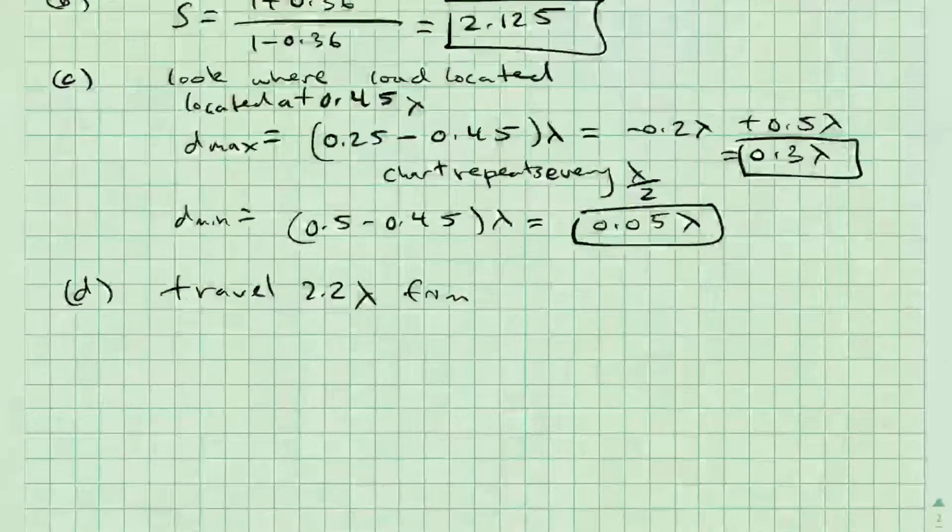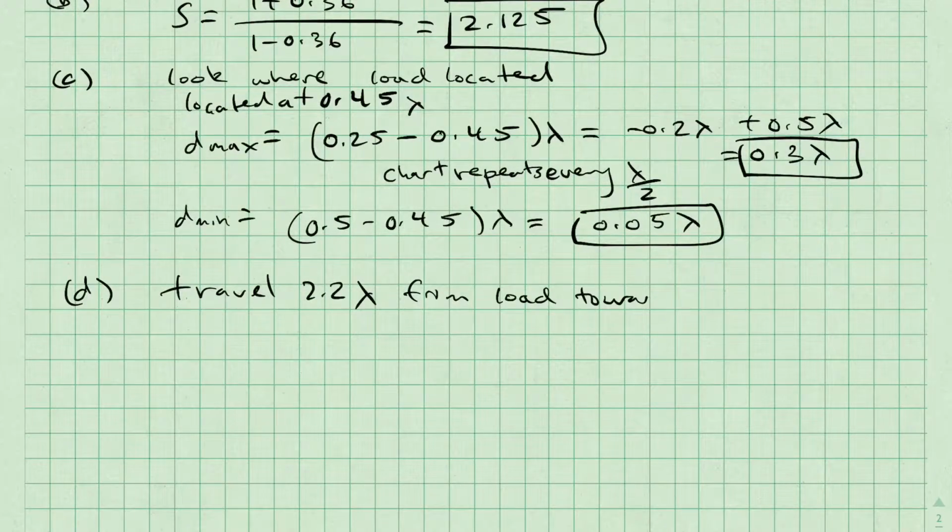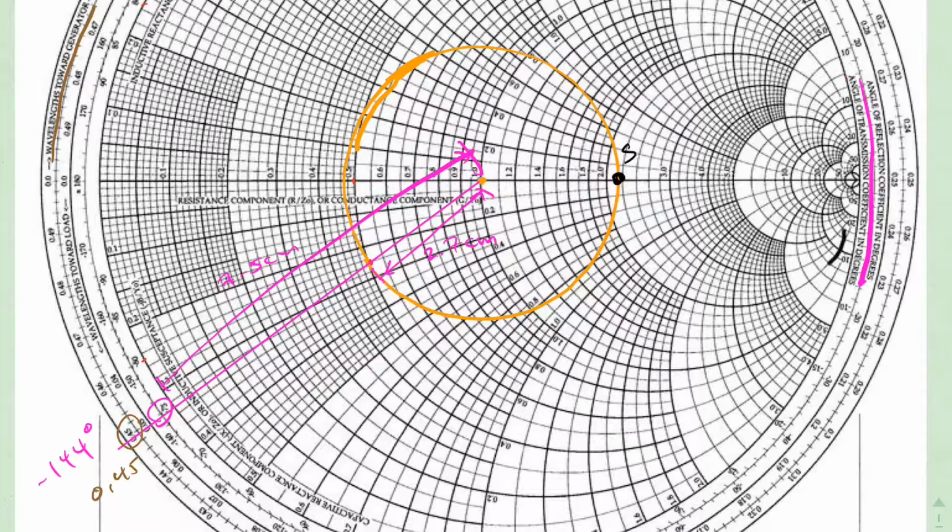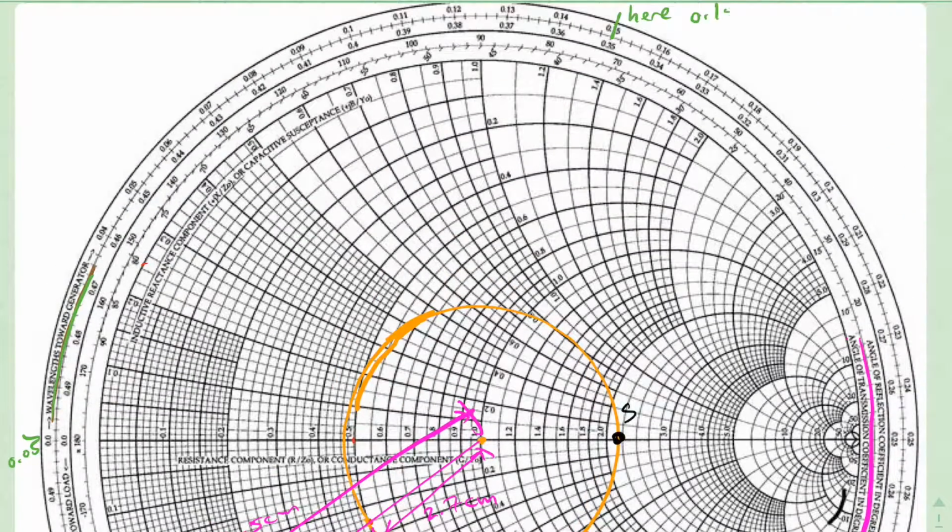In part D, I need to travel from the load back to the generator to find the input impedance. I go to my Smith chart and I'll travel 2.2 lambda in wavelengths towards the generator. Since the chart repeats every 0.5 lambda, I can go around 4 times and get back to my original location at 2 lambda towards the generator. Then I go the remaining 0.2 lambda and end up at 0.15 lambda. I then draw a line through 0.15 lambda wavelengths towards generator and the center of the chart. Where my line intersects my drawn circle is the value of the normalized input impedance, approximately 0.95 plus j0.75.